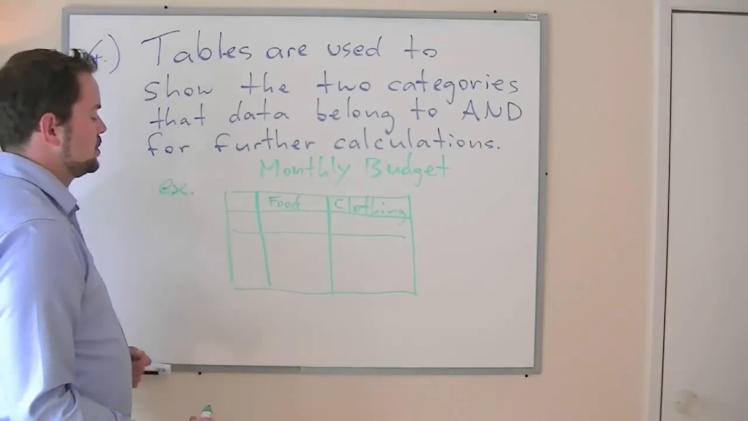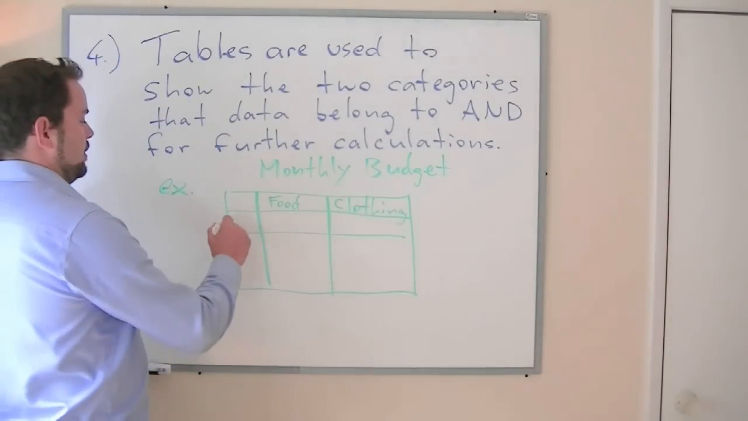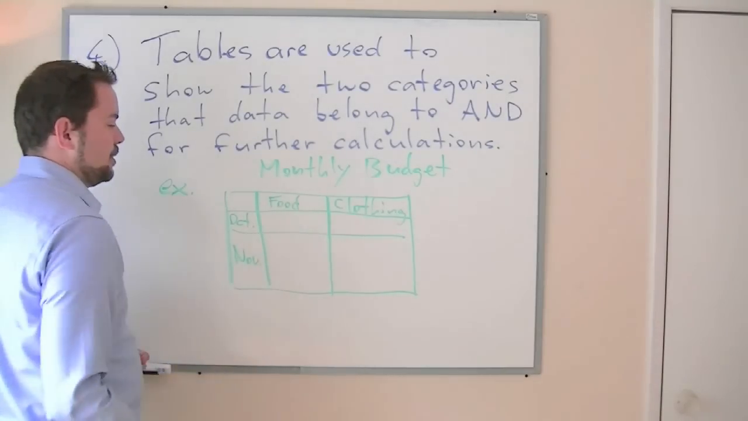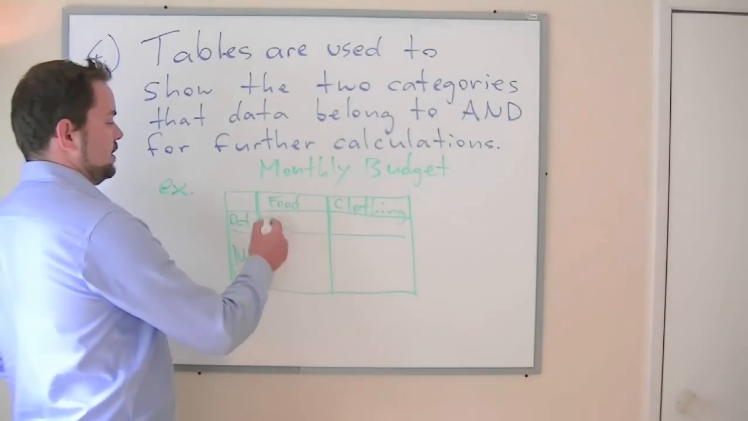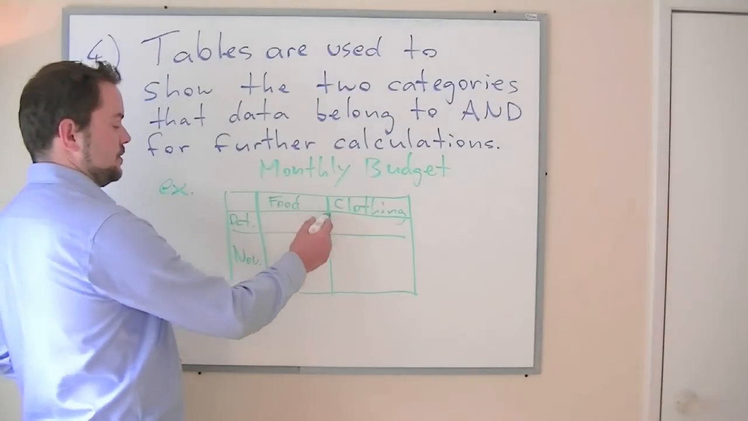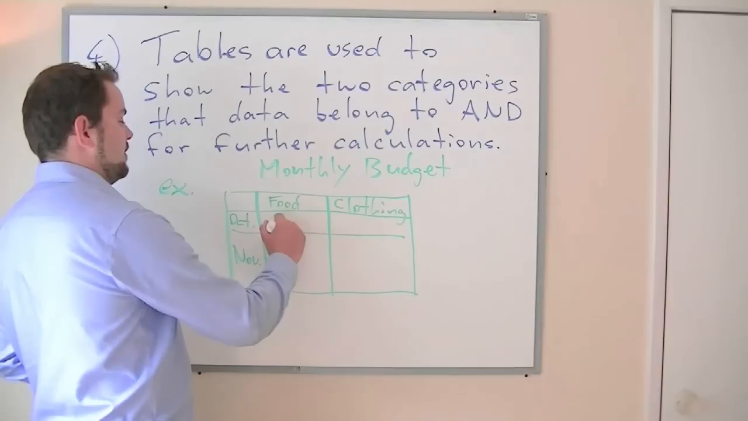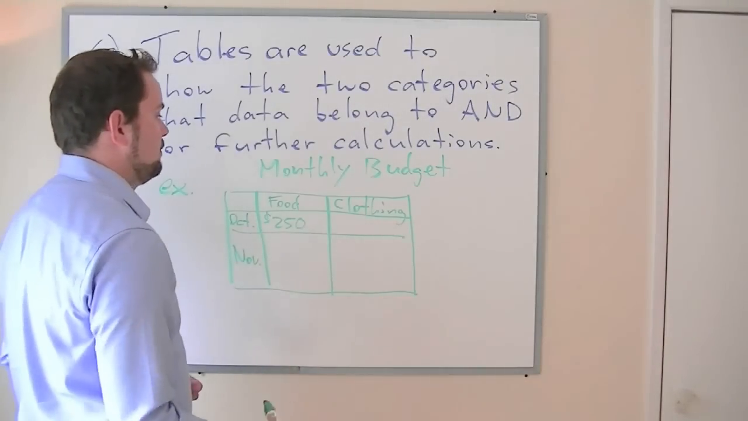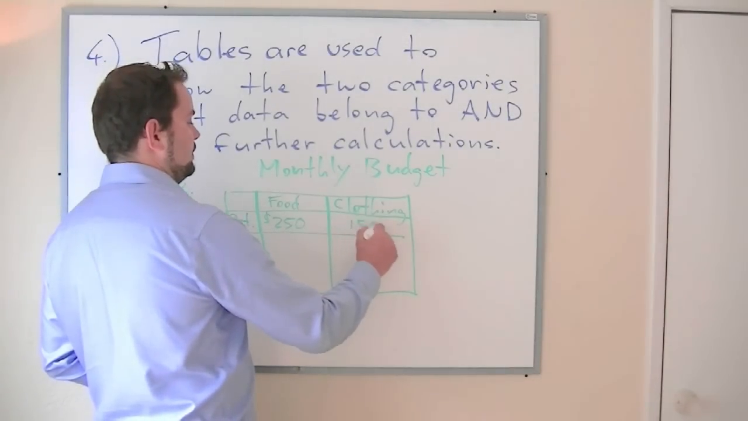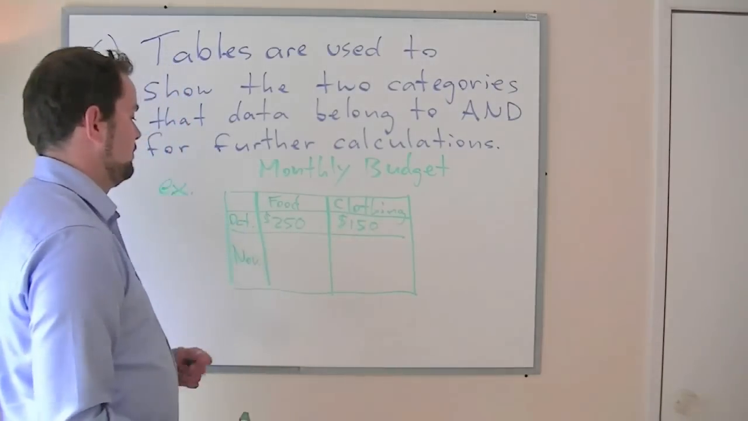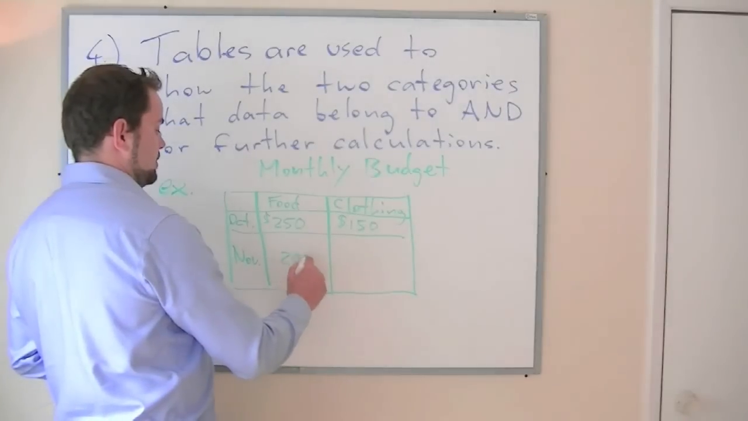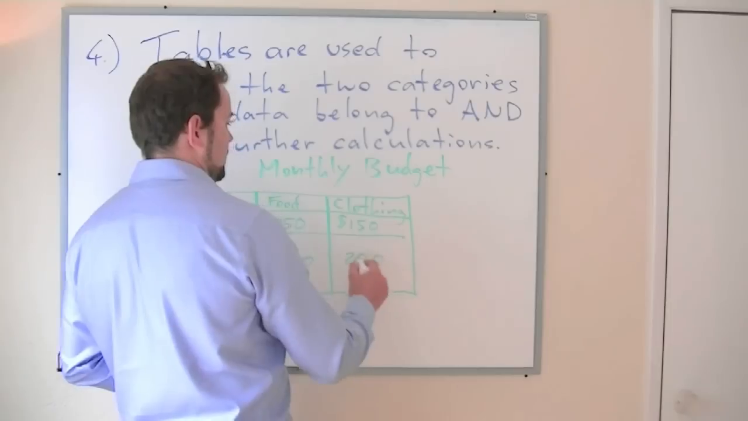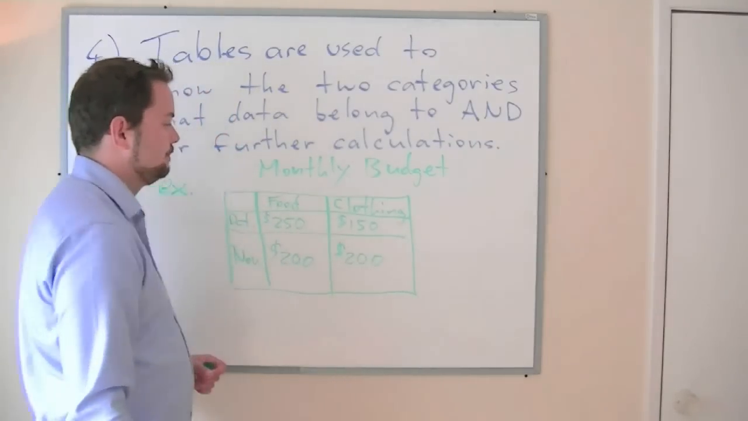And in the first column, we'll have the title column for the month of October and the month of November. Let's say that in the first cell here, these are called cells or boxes, we have $250 for food. For clothing, let's say we have $150. Let's say for food we have $200 in the month of November, and we have an equal $200 for clothing.